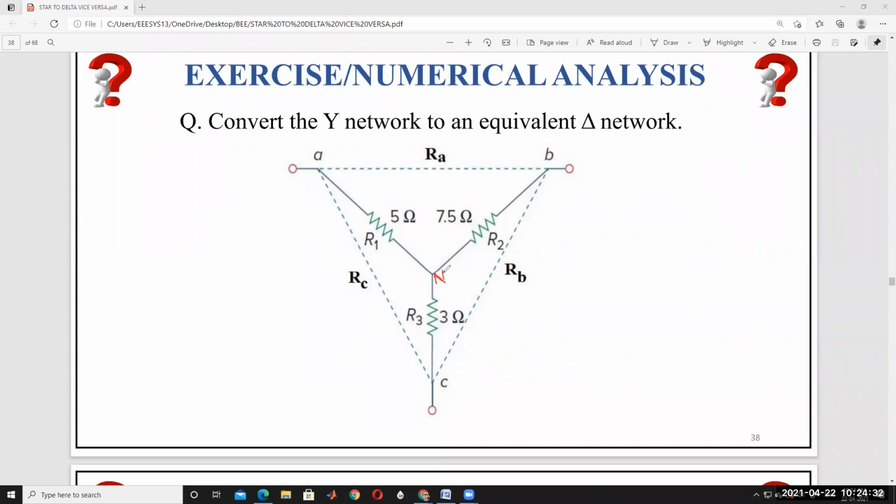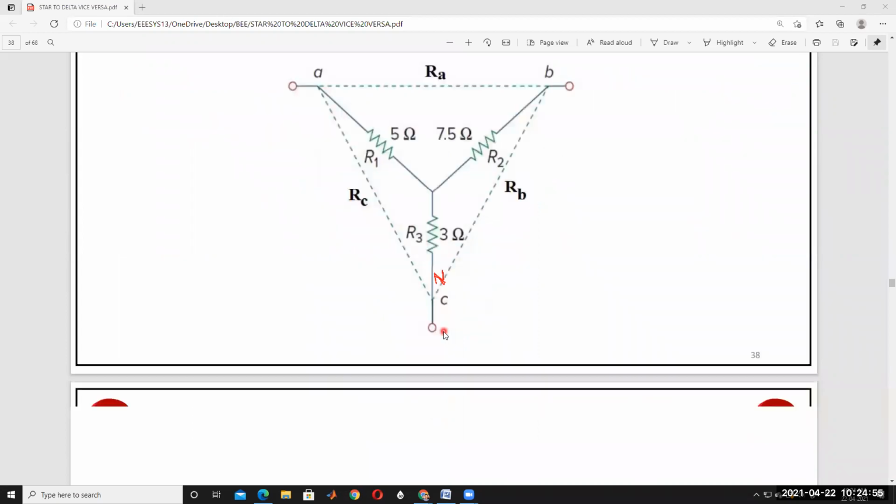And how to convert star to delta? For example, we want to know RA. That is R1 plus R2 plus R1 R2 divided by R3. What is the resistance RA here?